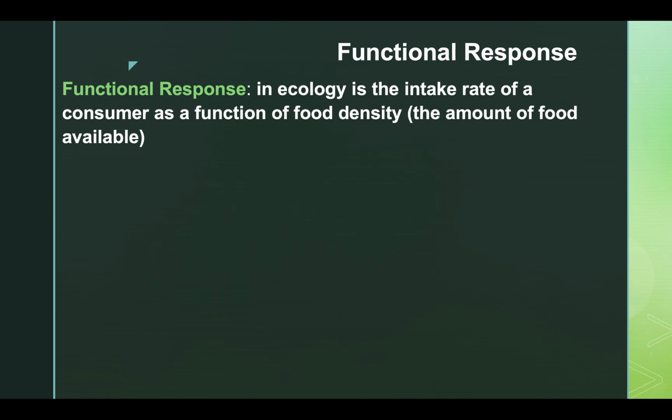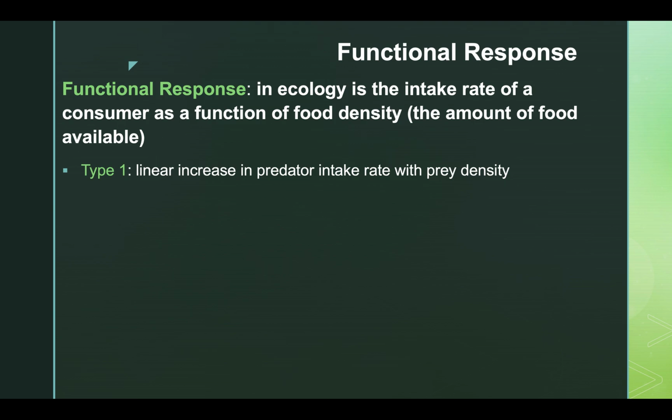This is a type of functional response, an important concept in ecology, which is the intake rate of a consumer as a function of food density. This is the amount of food that an individual is able to take up as it relates to how much food is available. There are a couple of different types. Type 1 is a linear increase in predator intake with prey density. That means as there's more and more prey, predators are able to eat more and more food.